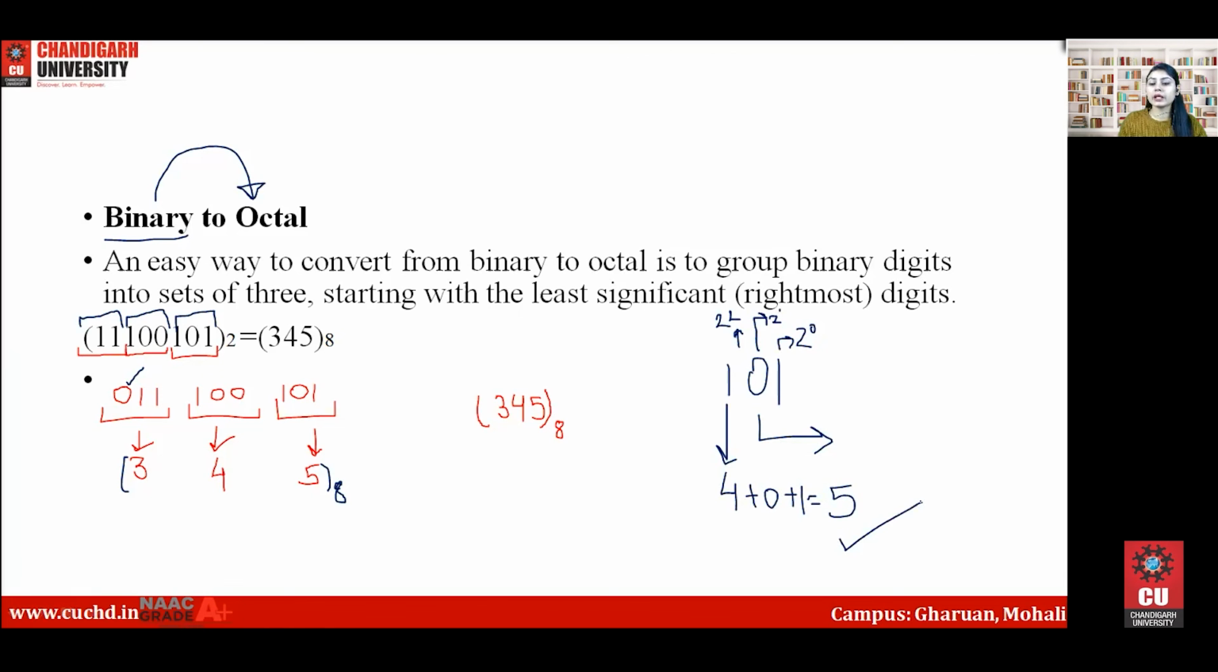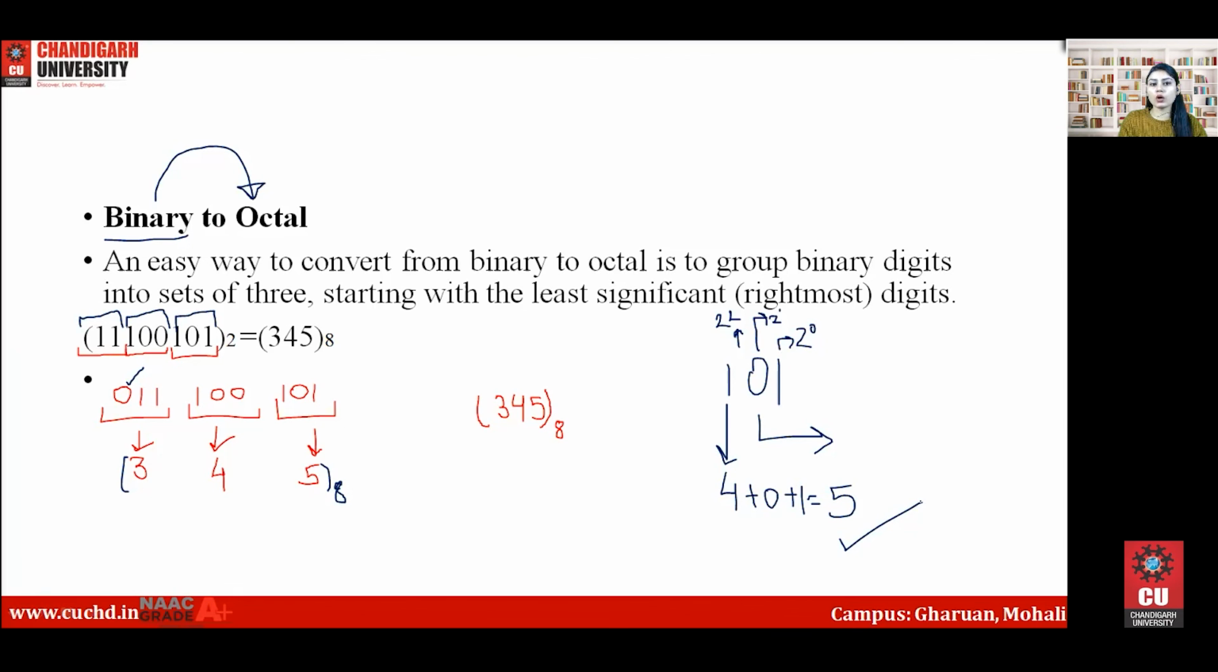Just remember how you are going to convert a binary into octal. You start from the least significant bit and take groups of three numbers. If a group has only 2 or 1 digits, you have to add that many zeros to it, right?